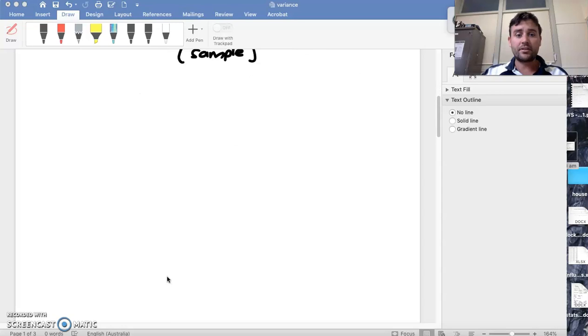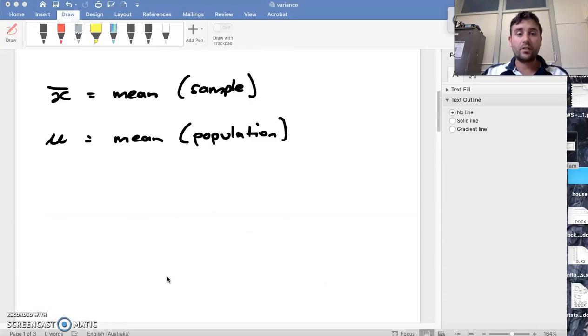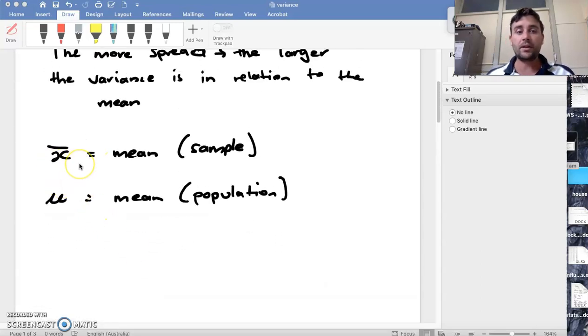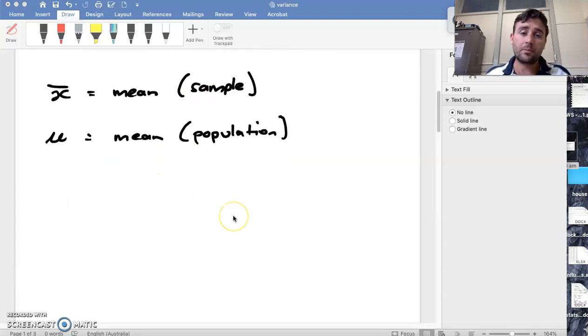Okay, we've got a couple of different things here. So this here, you've been used to seeing this symbol as the mean. That's actually the sample mean. This is our new mean for anything to do with population. So these two are the same thing, but one's for a sample, one is for a population.